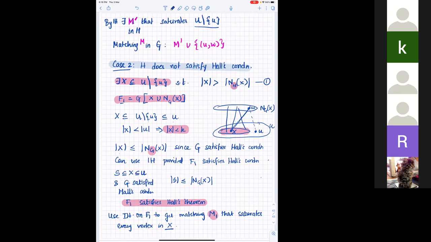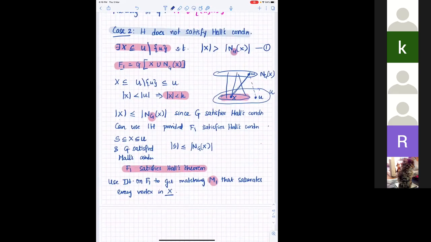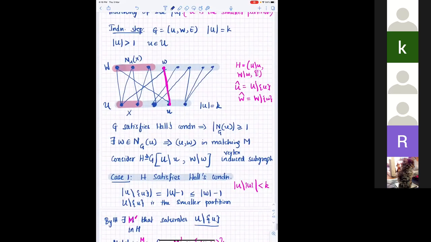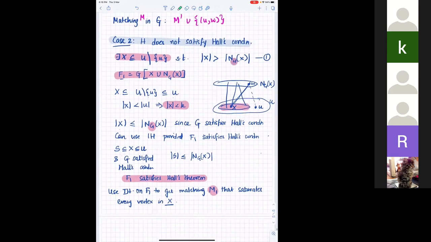Yeah, if you want to go back and visit these cases, the only case that remains is if H does not satisfy Hall's condition, we want to find a matching for this portion. So I did not understand how we got the matching for X without using W. So okay, what is the question? So what did we do?